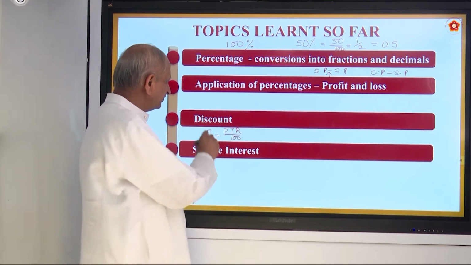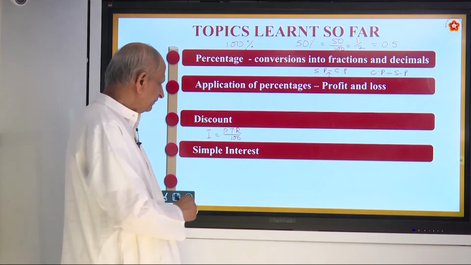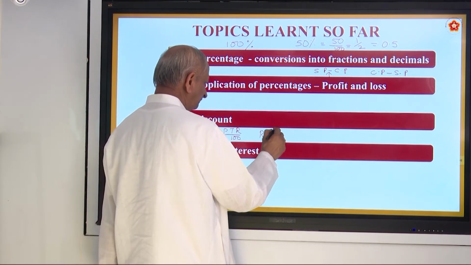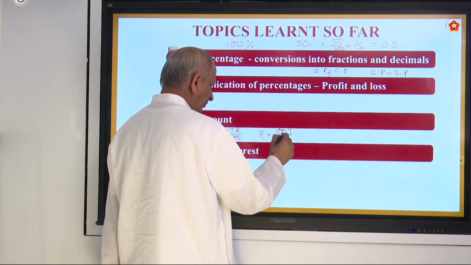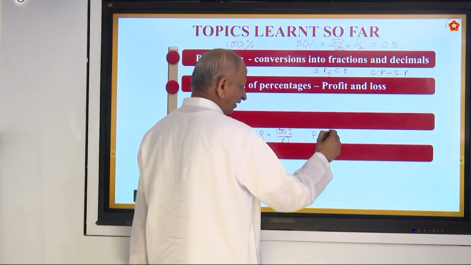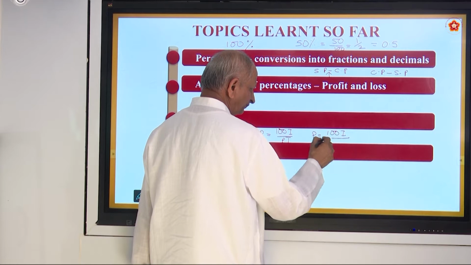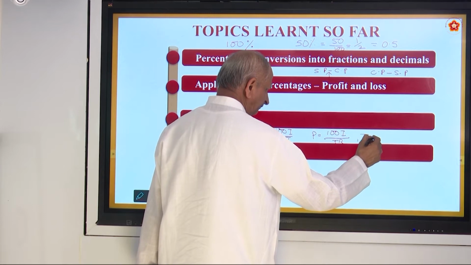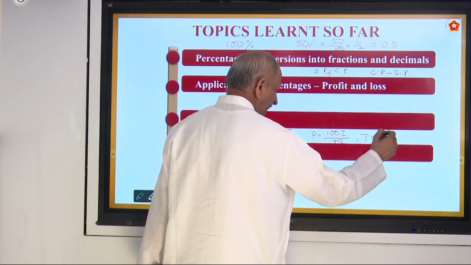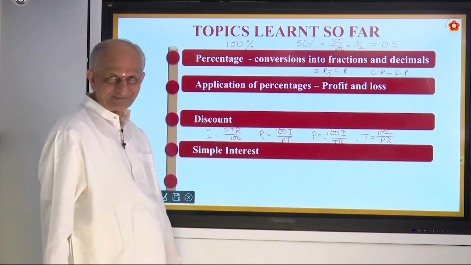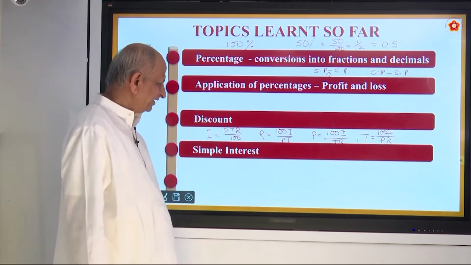In that formula, if any 3 are given, say I, P, T, and you want to find out R, what is the formula? 100 and I must go to the numerator, PT comes to the denominator. If you want to find out principal, 100 and I should go up. How do you remember? The other 2 should come down. If you want to find out T, time, 100 and I should go up, P and R should come down. That is the conversion of the formulas. That's already you have seen.